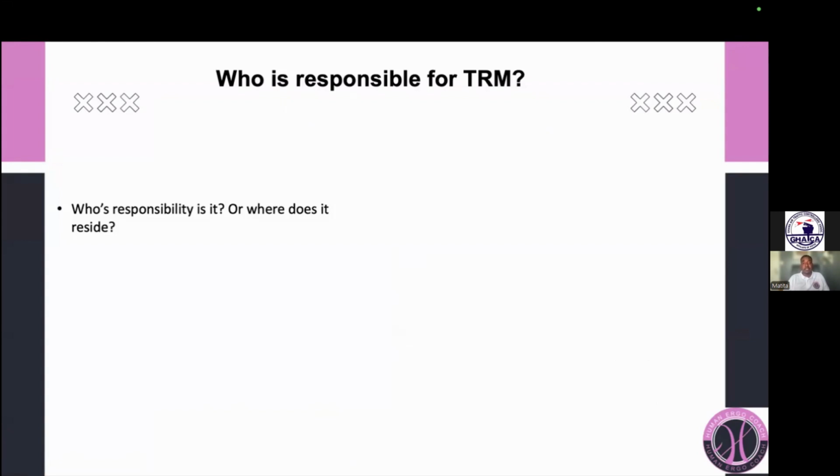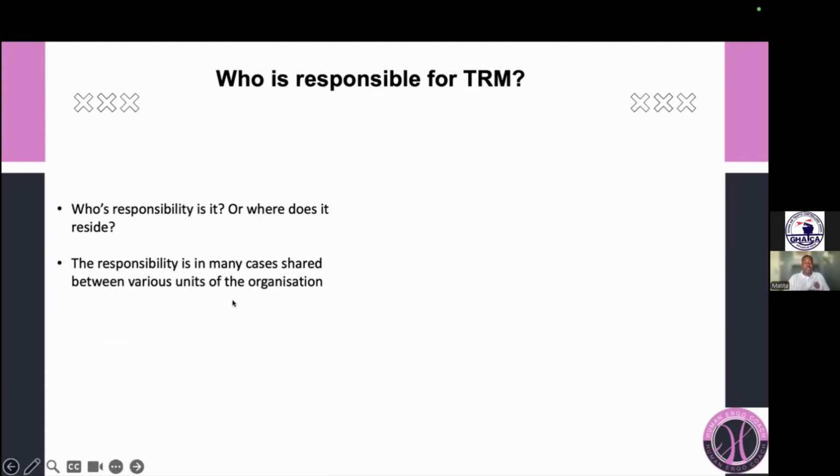Does it reside in human resources? Does it reside in operations? Does it reside in the training department? Where does it reside, and whose responsibility is it? In many instances, the responsibility is shared between various units of the organization.